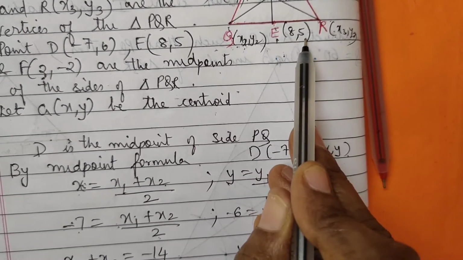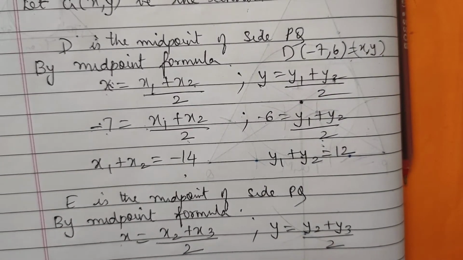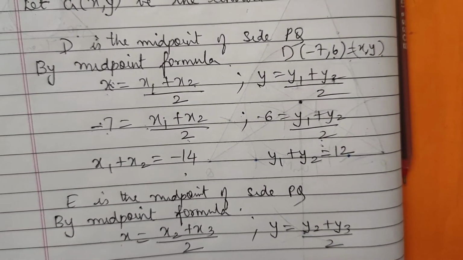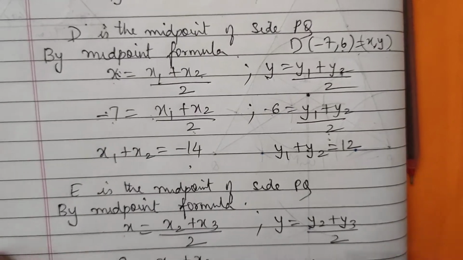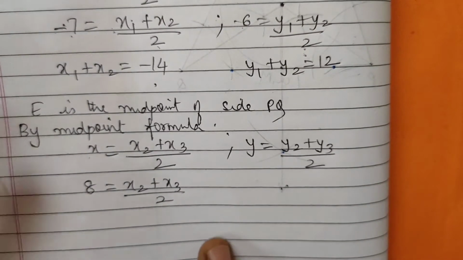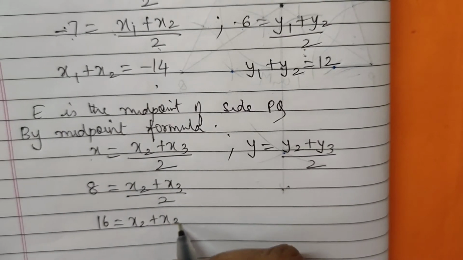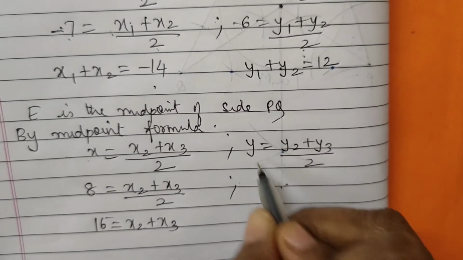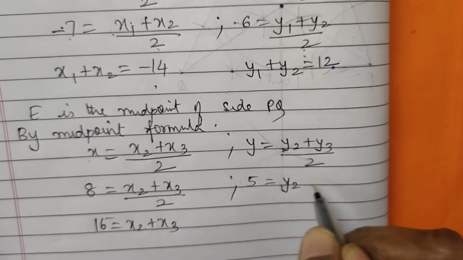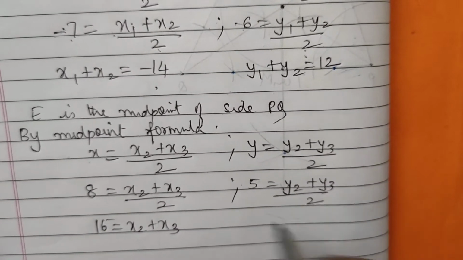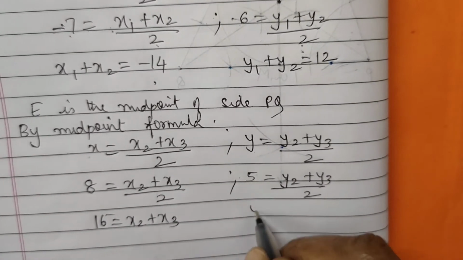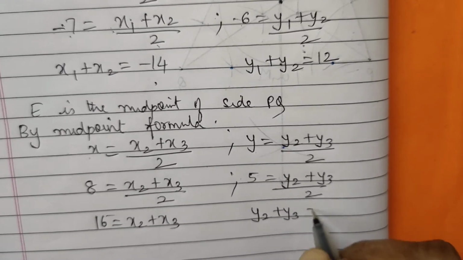So what is our x here? x is 8 and y is 5. So I write it: x is 8, so x2 plus x3 upon 2 is 8. 2 8s are 16, so x2 plus x3 is 16. Similarly, y we have seen is 5, so y2 plus y3 upon 2 is 5. 2 5s are 10, so y2 plus y3 is 10.